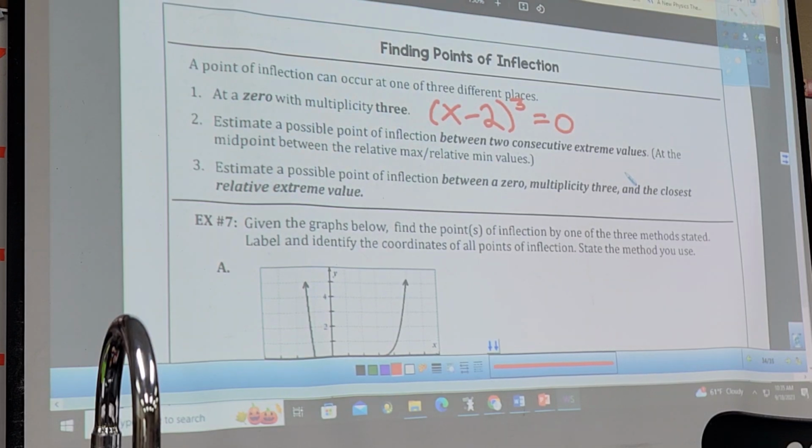Let's just guess. Estimating. That's the science term for guessing. If you want to say guesstimate, that's fine. Let's put it into action.